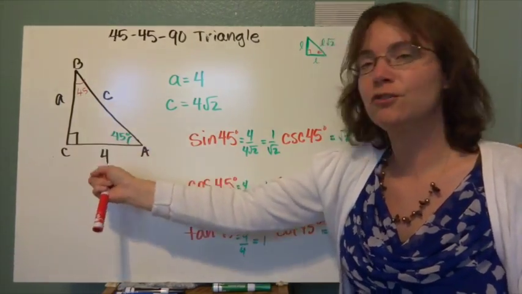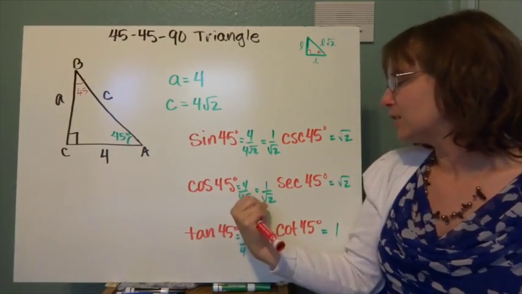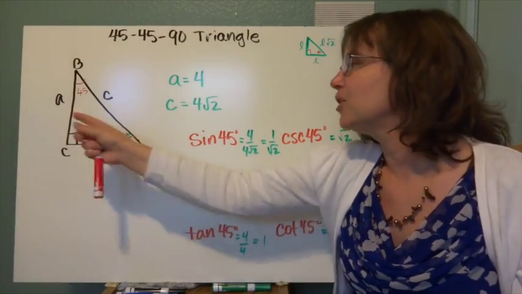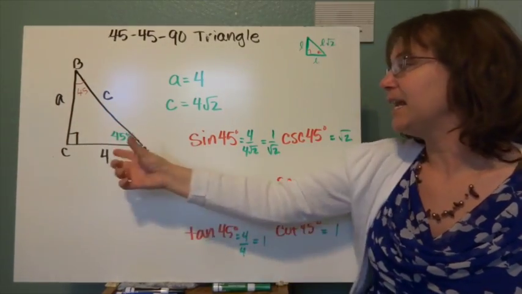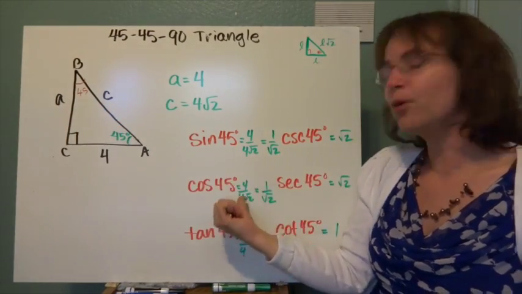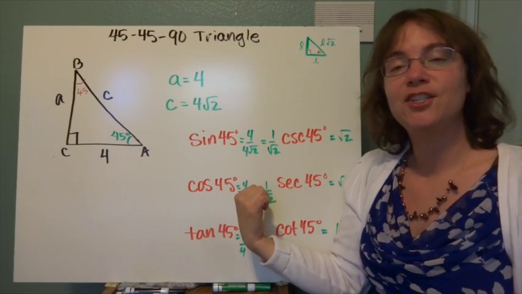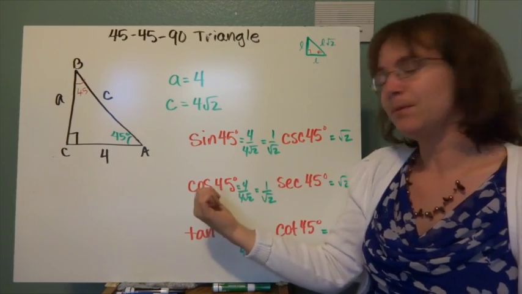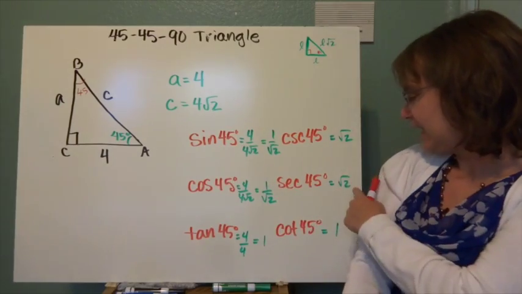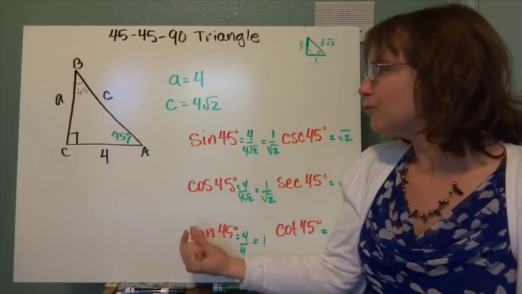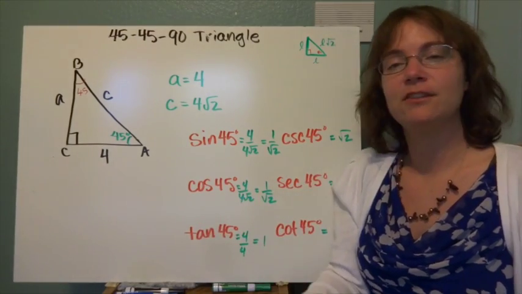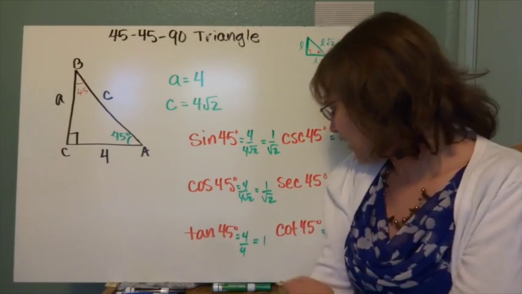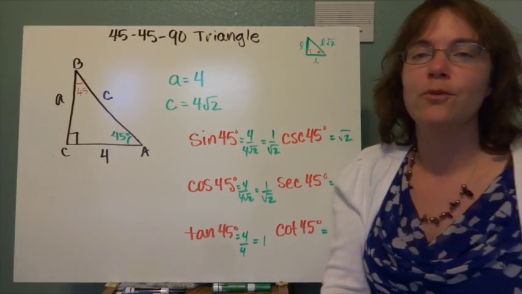My adjacent, which is 4, over my hypotenuse, it's going to be the same because both the adjacent and the opposite are the same length. So I have 4 over 4 rad 2, or just 1 over rad 2. And again, the secant is the reciprocal of cosine, so I flip that over, and I just have rad 2. Tangent of 45 is opposite over adjacent. So I take opposite over adjacent, 4 over 4, which is just 1, and the cotangent is also going to be 1.